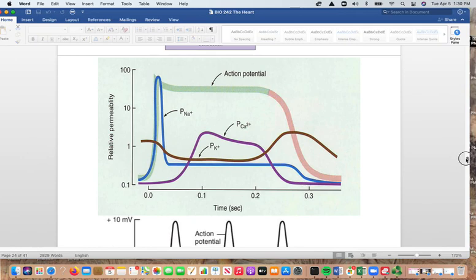So this picture is going to take the same thing, but it's going to overlay the concentration of the sodium, potassium, and calcium ions in here. So you can see this sodium upswing is going to be what triggers everything to get going and is going to align with starting that action potential.